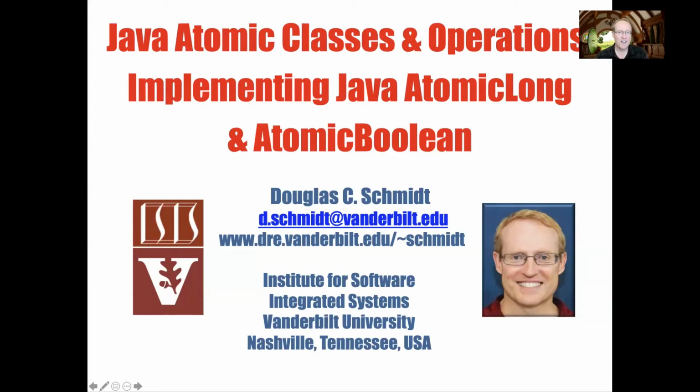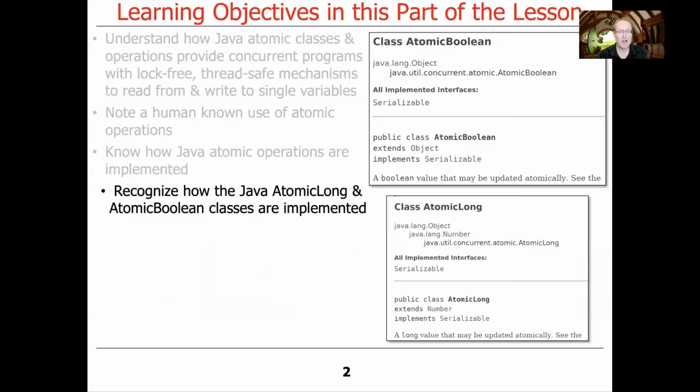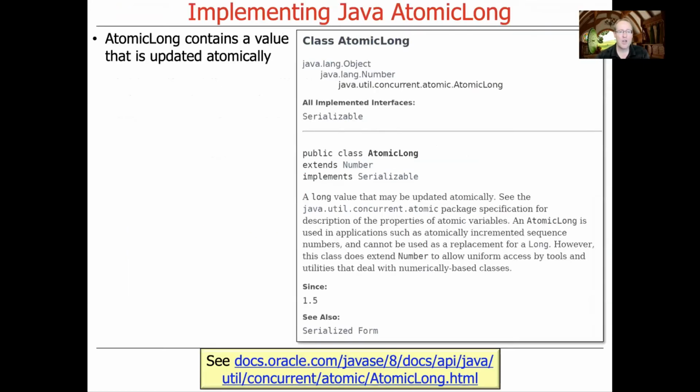So now that you have an idea of basically how Java's compare and swap long operation works, let's see how this could be used to implement some of the actual interesting stuff, to my mind at least, which are the Java classes AtomicLong and AtomicBoolean. So what is AtomicLong? AtomicLong is a nice Java wrapper around the compare and swap operation, and it's used to update a long value, hence AtomicLong, atomically.